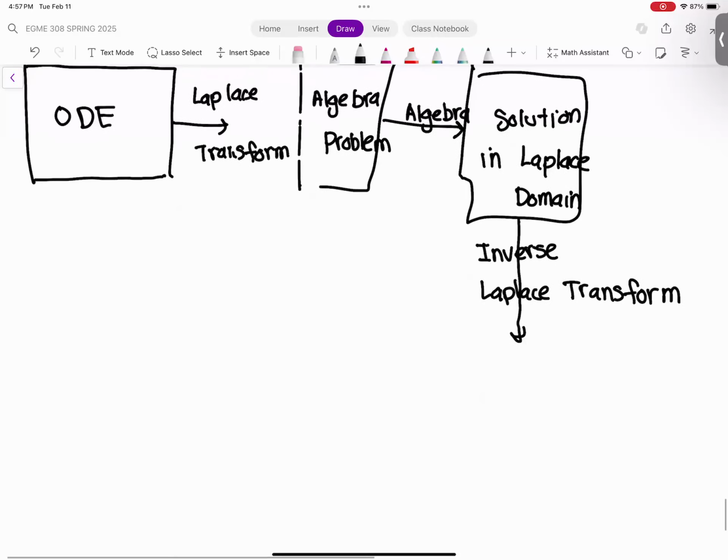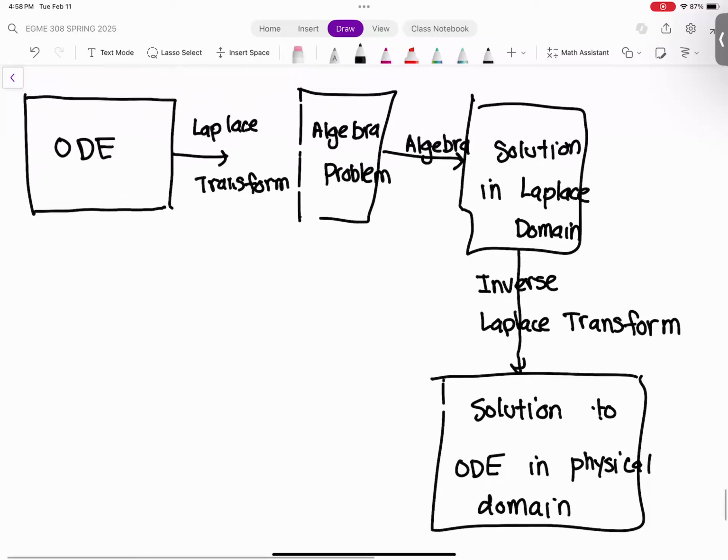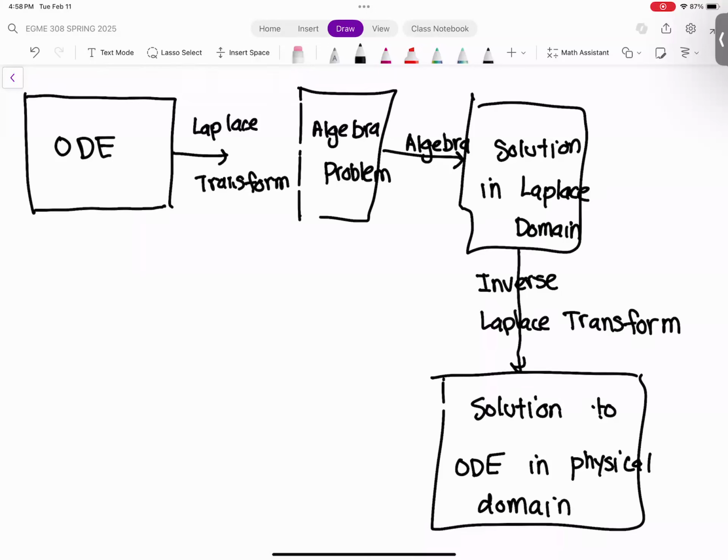And then once we do that, we have our solution to our original ODE in the physical domain. And then we're done. So that's how you would solve an equation with Laplace. You take an ODE, you take its Laplace transform, you solve it within the Laplace domain, then you take the inverse Laplace and transform it back into the physical.